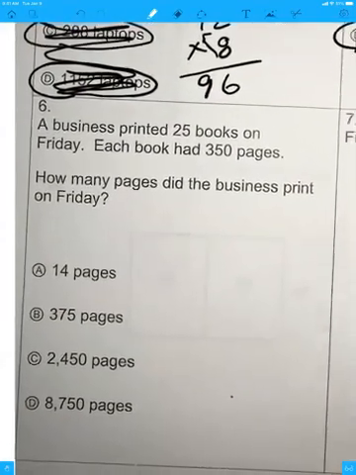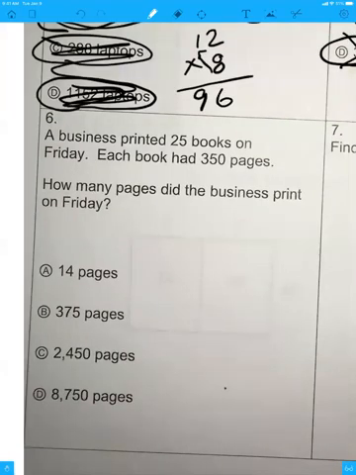All right, take a second and do number 6. Pause the video. Okay, number 6 is the same thing, right? Read the words. A business printed 25 books. Each book has 350 pages. How many pages did they print on Friday?